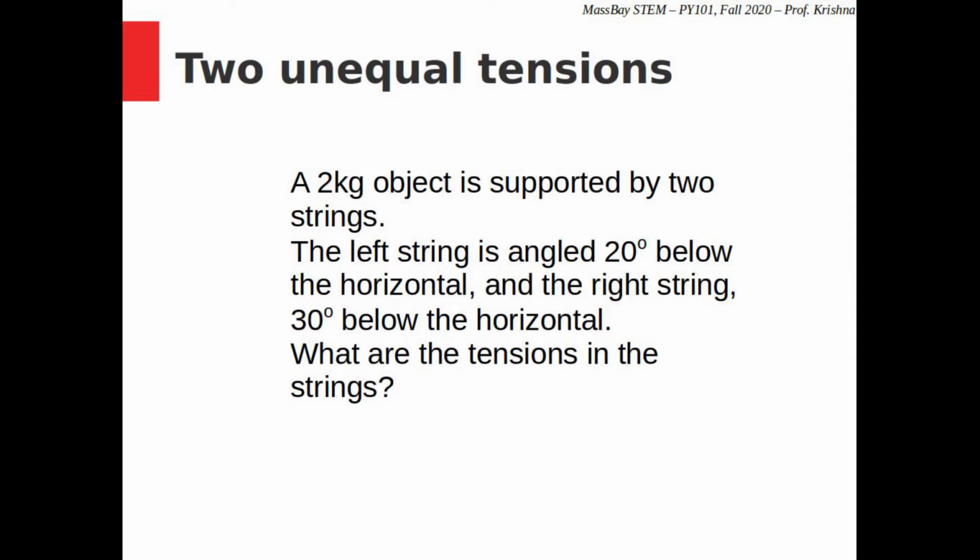Another question involves an object on two uneven strings. The tensions will obviously be unequal. Consider this puzzle. A 2 kilogram object is supported by two strings. The left string is angled 20 degrees below the horizontal and the right string 30 degrees below the horizontal. The object does not move. What are the tensions in the strings?